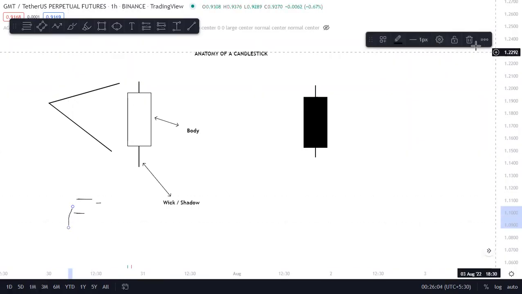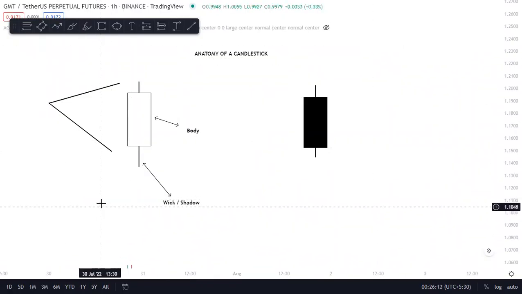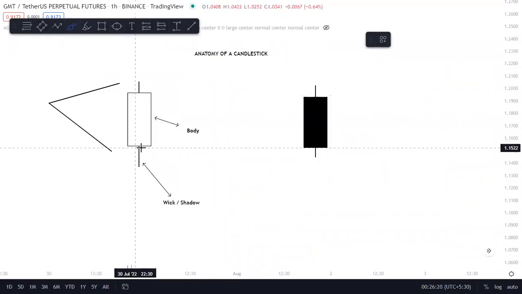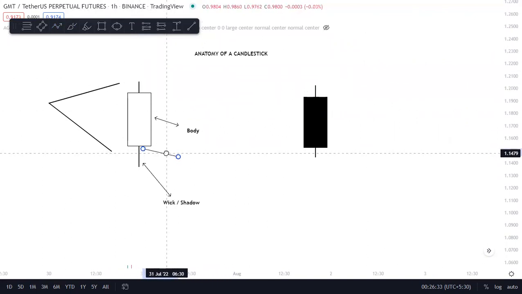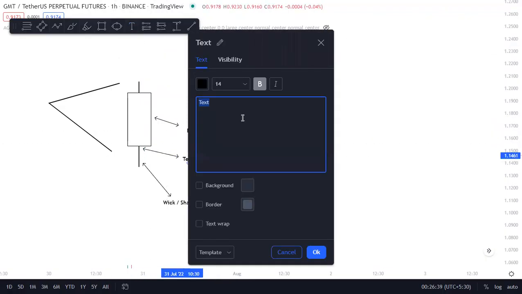Let me get all of these things off the chart. Probably some persons are newbies here. So a bullish candlestick opens at this point and closes at this point. All right, so we mark here as the open, the price open, the open of the candlestick.